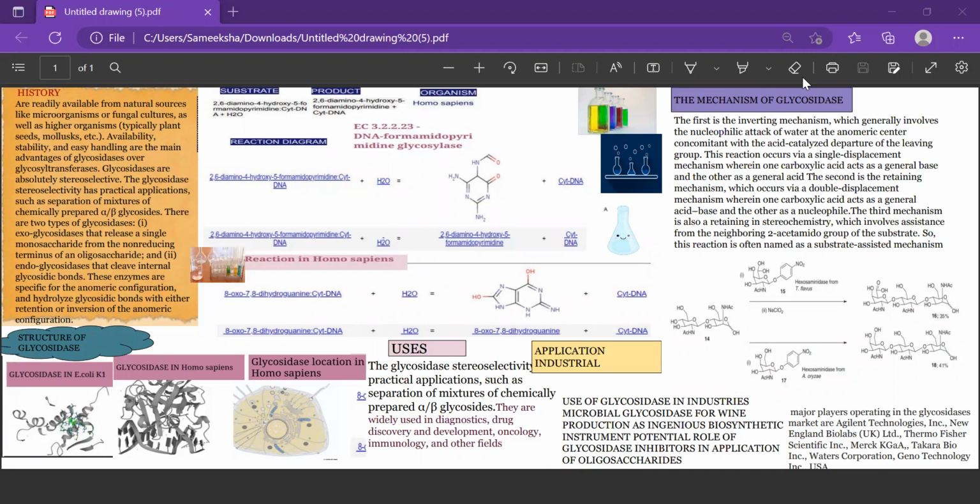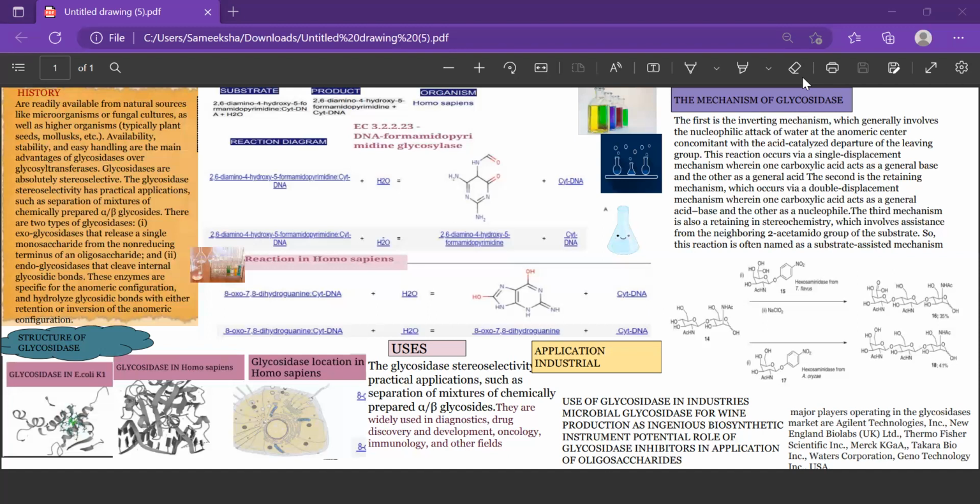So, the definition, if we look into it, is that it is an enzyme that catalyzes the hydrolysis of a bond joining a sugar of a glycoside to an alcohol or another sugar unit. So this basic definition, I think, might have helped you to understand the basic role of glycosidase.